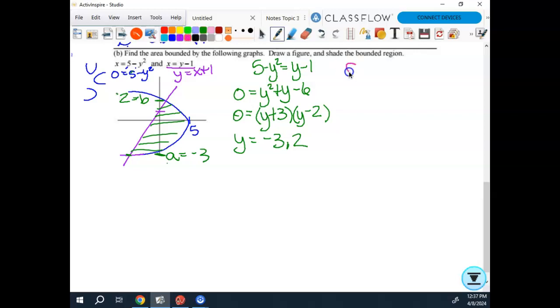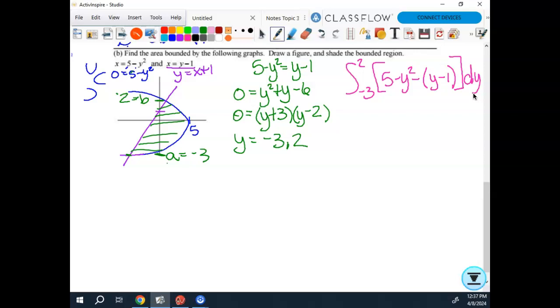Right? So we're going to integrate from negative 3 to 2. And which one goes first? Right. So 5 minus y squared minus then the other one, which is y minus 1. And then we have to make sure that we put on here dy, that we don't put a dx because it's the derivative with respect to y. Yes? Uh-huh.